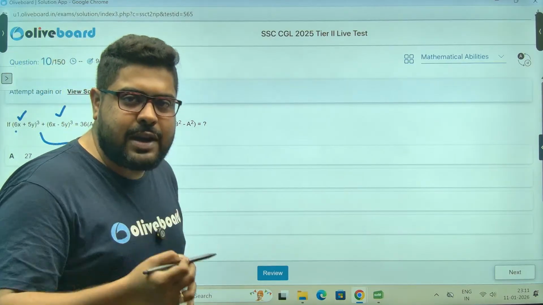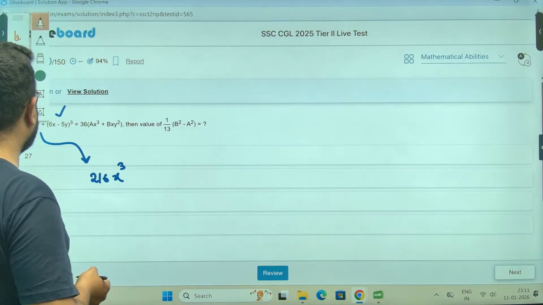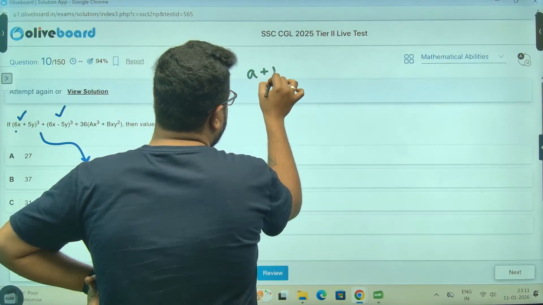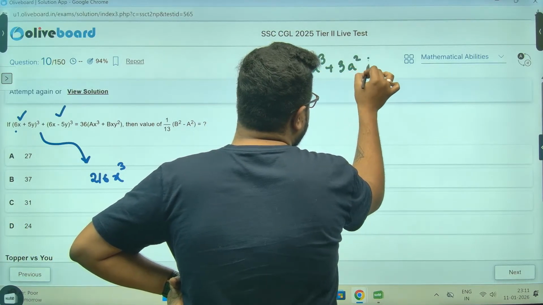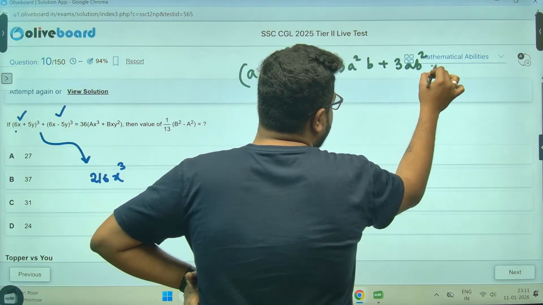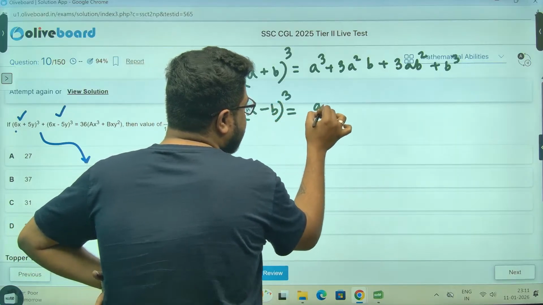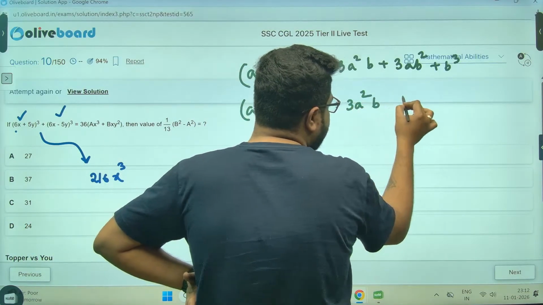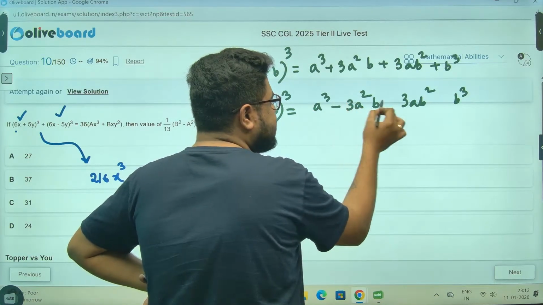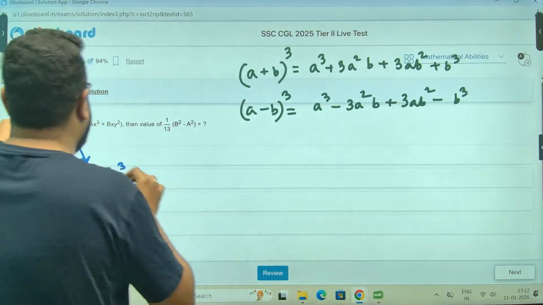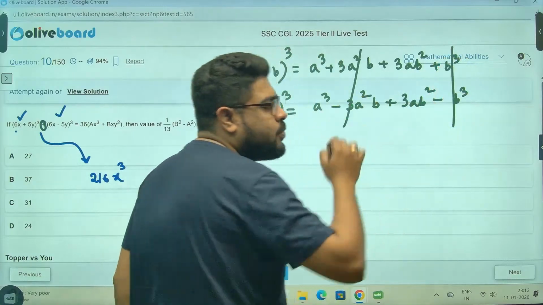Acha, if you can think a little advanced, think about this. Can you guys think like this? A plus b whole cube: what happens? A cube plus 3a square b plus 3ab square plus b cube. What happens in case of a minus b whole cube? We write all the same terms. The only play happens: plus minus plus minus. So if I add these two, which terms will get cancelled? These two will get cancelled and b cube will get cancelled.